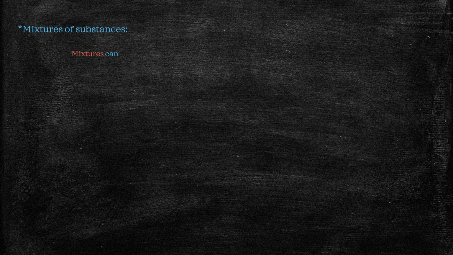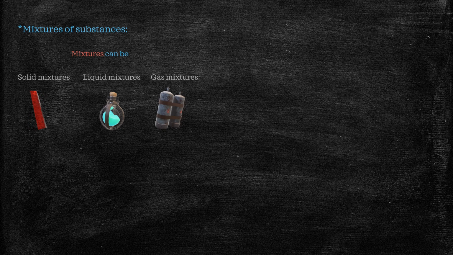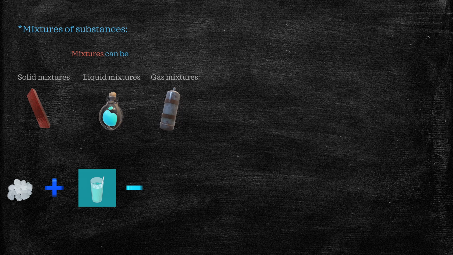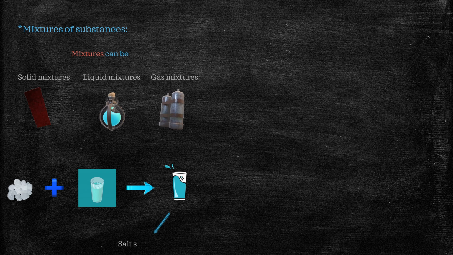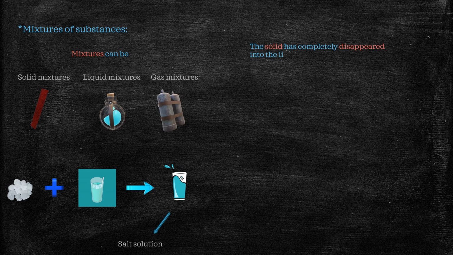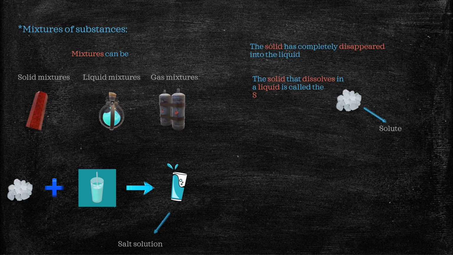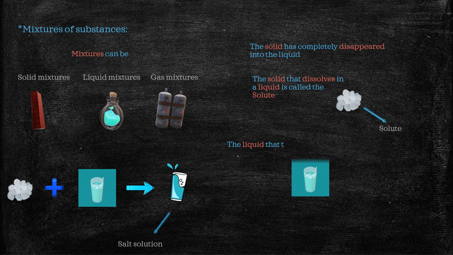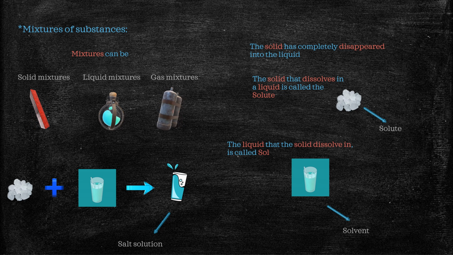Keep in mind that mixtures can be liquid mixtures or solid mixtures or even gas mixtures. For instance, solid salt dissolves in liquid water to produce a liquid mixture. This is called a salt solution. The solid has completely disappeared into the liquid. In general terms, the solid that dissolves in a liquid is called the solute. On the other hand, the liquid in which solids dissolve is called the solvent.